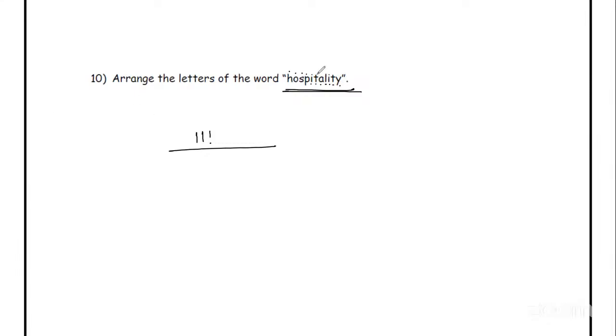I have T. Use another color. I have I. And that's about it. 2 I's and 2 T's. None of the other letters are repeating. So double check and then that's it. So 11 factorial divided by 2 factorial for the 2 I's and 2 factorial for the 2 T's.